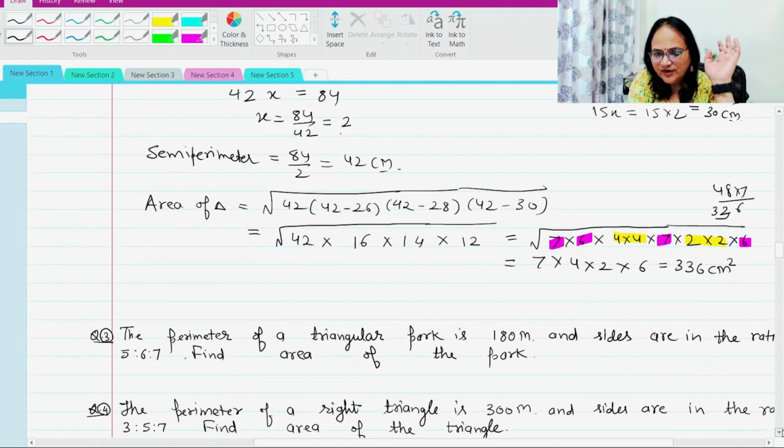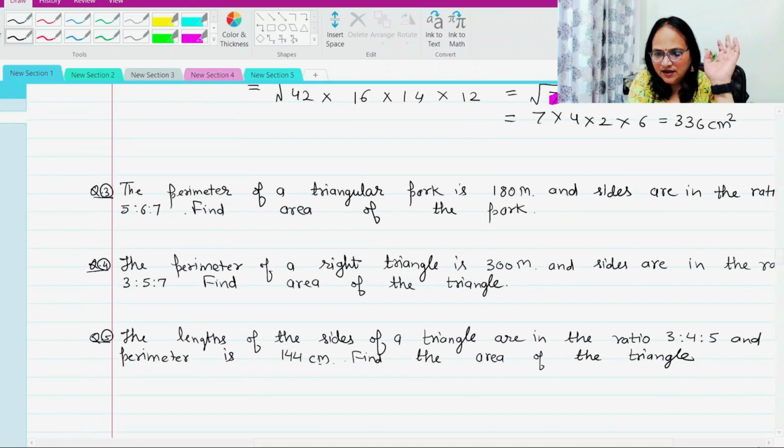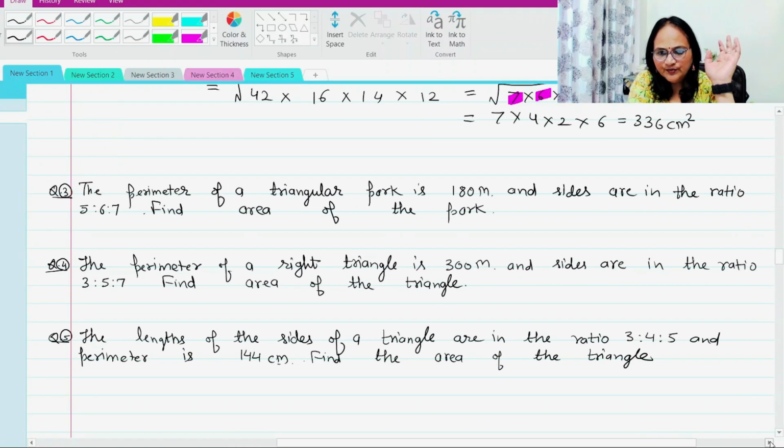Next, I have written some questions. 3 questions are there. You have understood, I hope. So pause the video, solve these 3 questions, take 15 to 20 minutes in order to solve them, and after 15 minutes you can match your answers. So I am writing the answers now. Okay, pause the video. So I hope you have solved it. After 15 minutes you can check your answer.